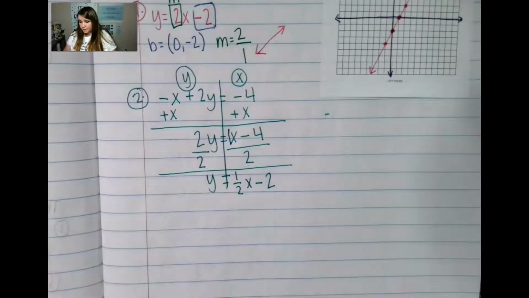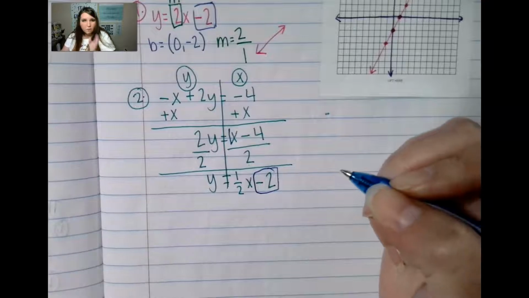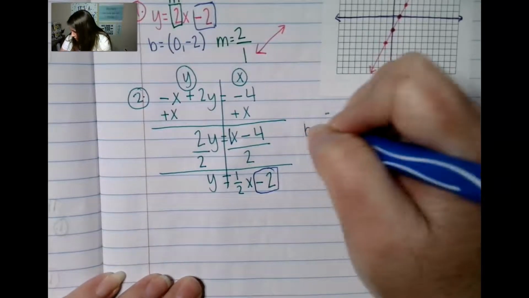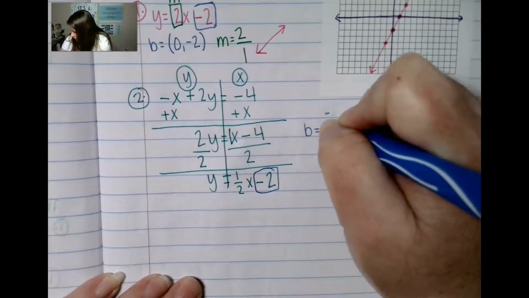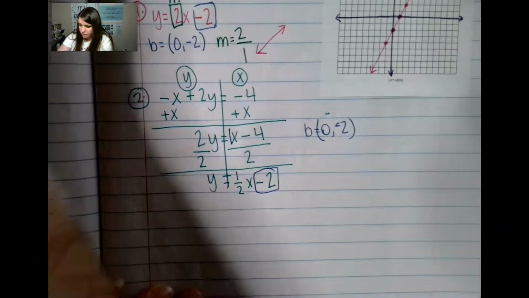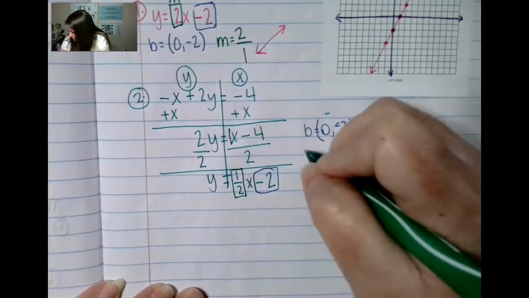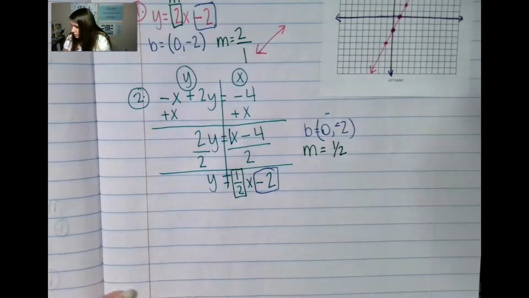So now I'm going to identify my slope. My slope is right here. No, my y-intercept is right there. So b equals 0, negative 2. And my slope is right here in the x place. So m equals 1 over 2.